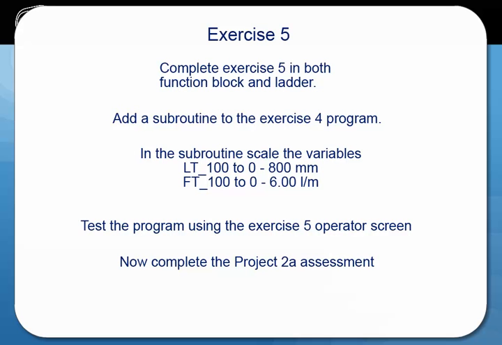Now to complete exercise 5. Add scaling and a subroutine to the program that you developed for exercise 4. In the subroutine, scale the variables LT100 to 0 to 800 millimeters and FT100 to 0 to 6 liters a minute. Test the program using the exercise 5 operator screen. Now complete the project to assessment.